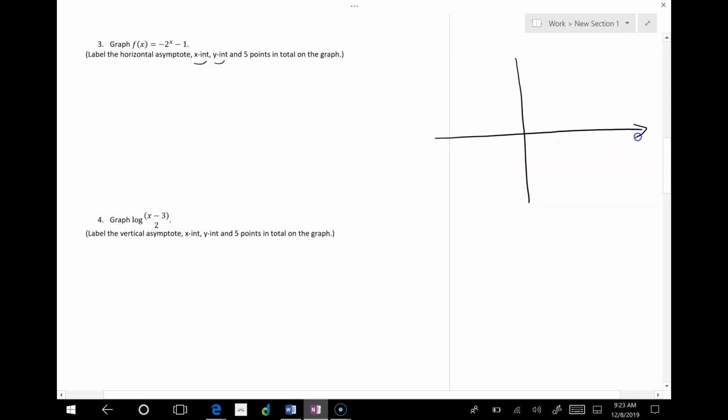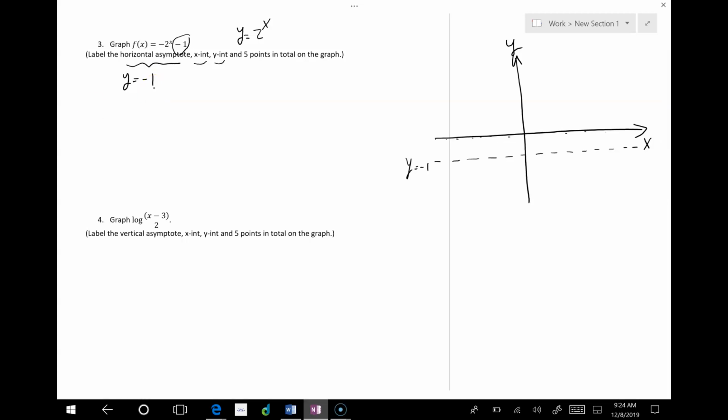Horizontal asymptote of the parent function. If the parent function is y equal to 2 to the power x, the parent function has a horizontal asymptote of y equal to 0. So that is the original horizontal asymptote. But since you are shifting it 1 down, the new horizontal asymptote is right here, and that's the line y equal to negative 1. So I'm going to start with the horizontal asymptote, y equal to negative 1.